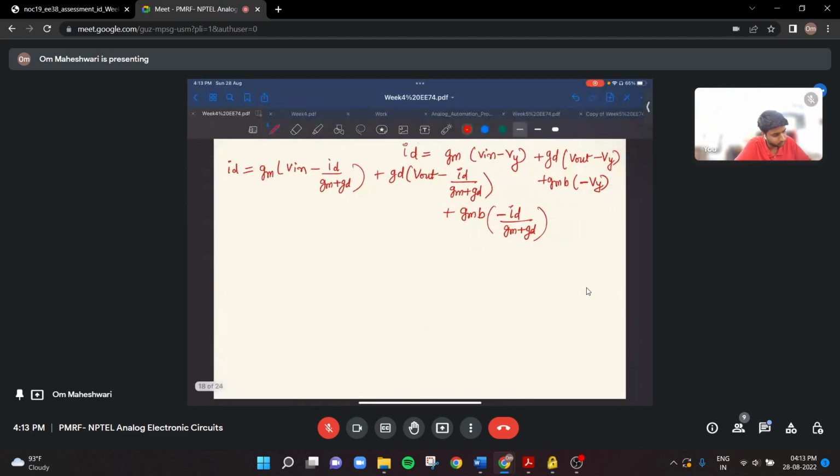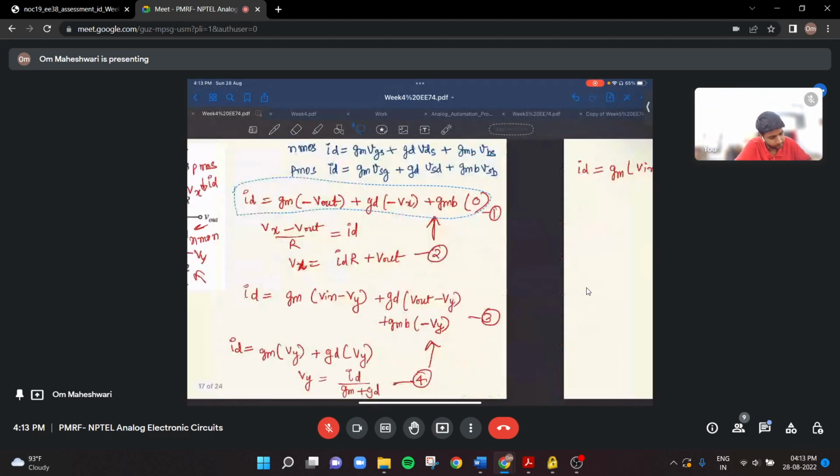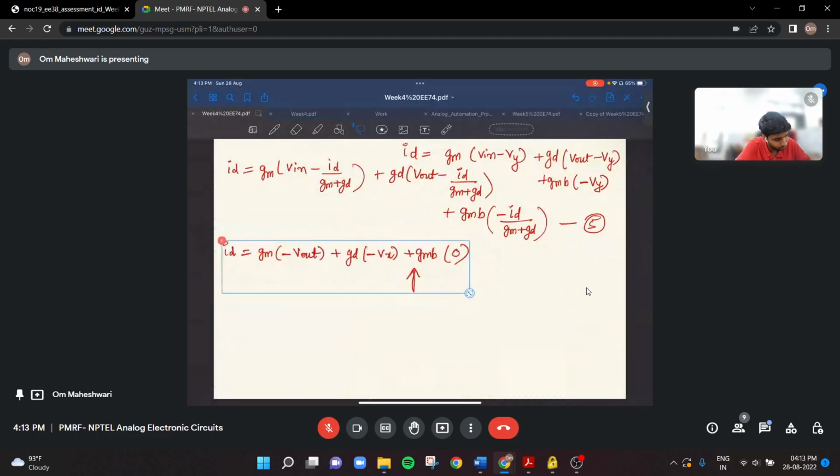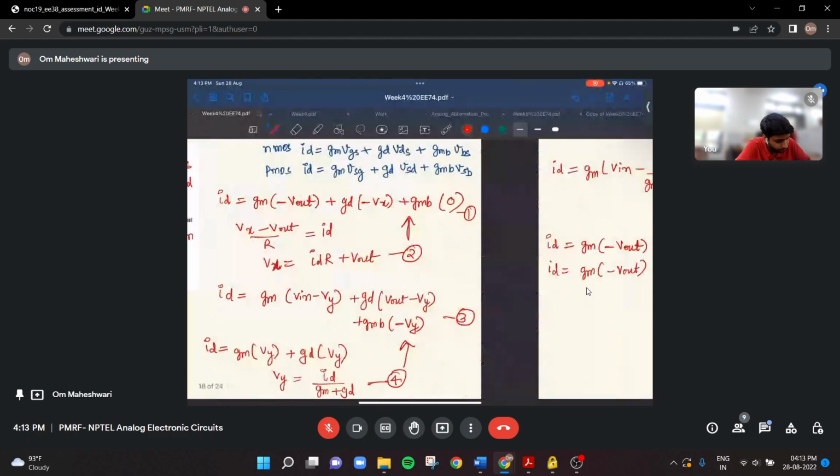So now let us call it equation 5. What equation are we at? 5. And now put this in this equation. So we will get, let me copy this one. ID equals GM times (minus V out) plus GD times (IDR plus V out minus IDR minus V out).